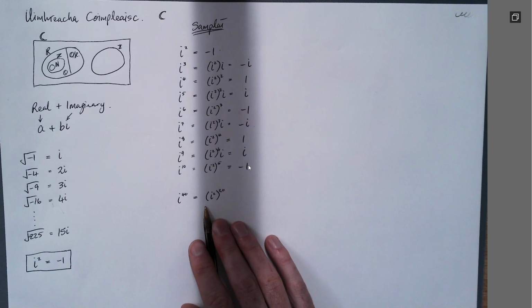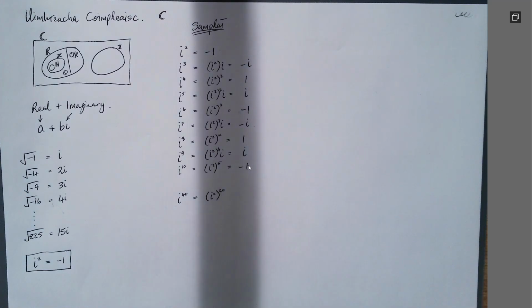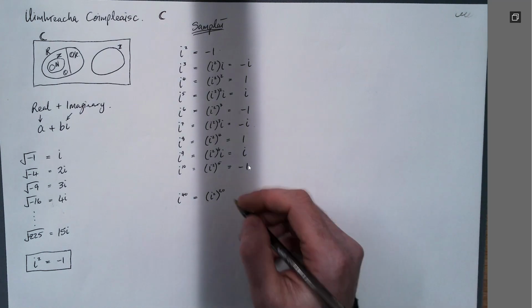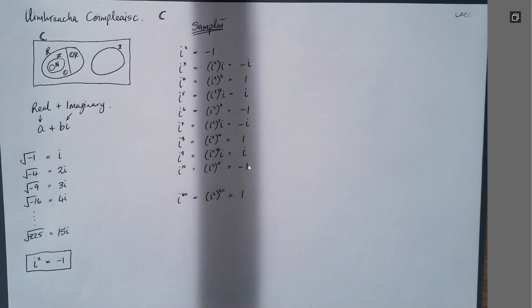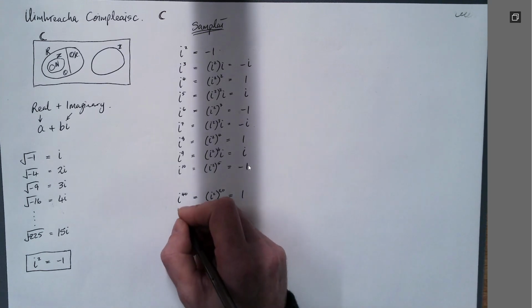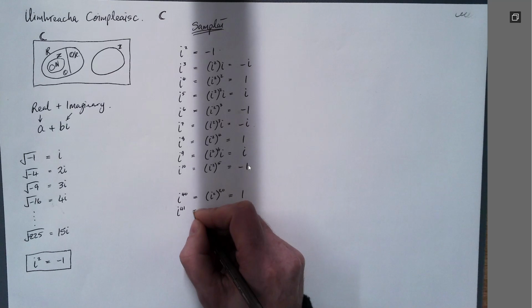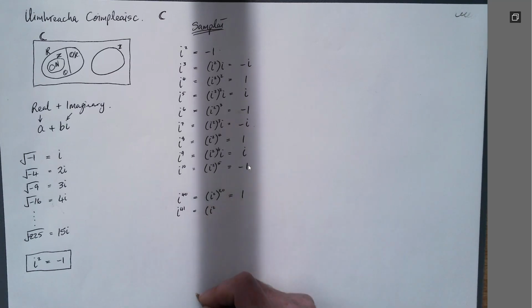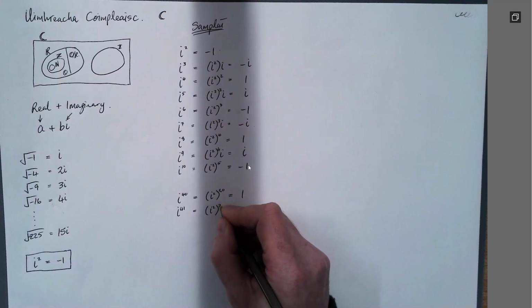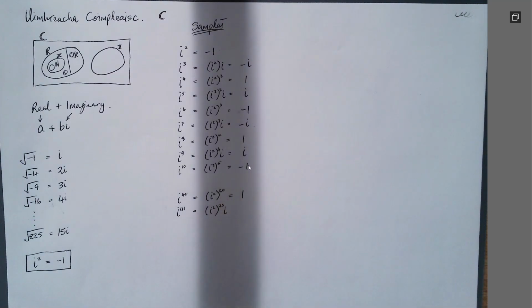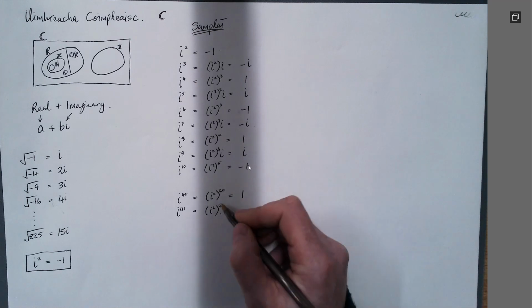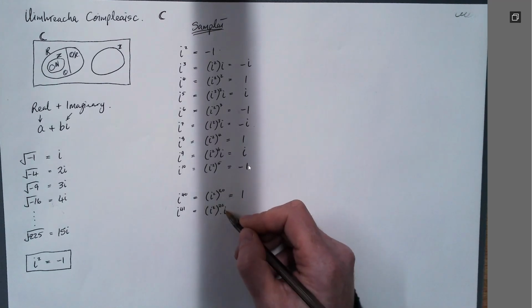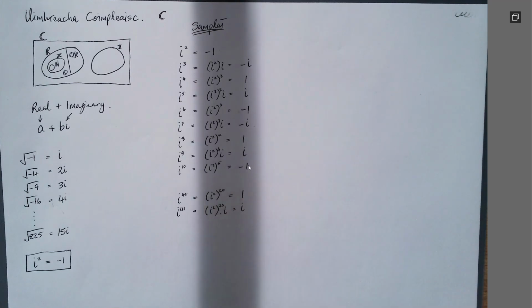Is I squared, minus 1 to the power of 20. Because it's even, it's going to be positive. So we reach 1. Now, what about I to the power of 41? Can we work it out? So we reach I squared to the power of 20, and then times I. We multiply by one more I. So we reach I, and so on.